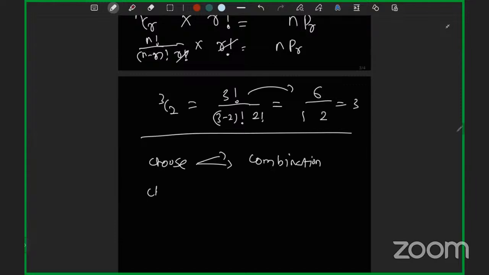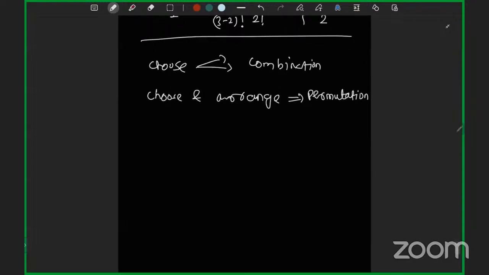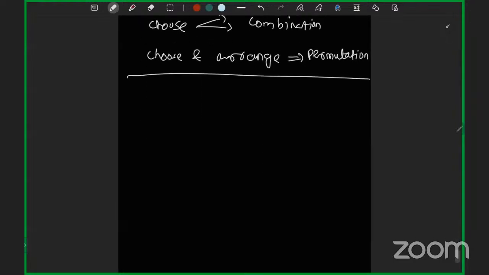If there is choose and arrange, then I'll use permutation. So let's see a question.